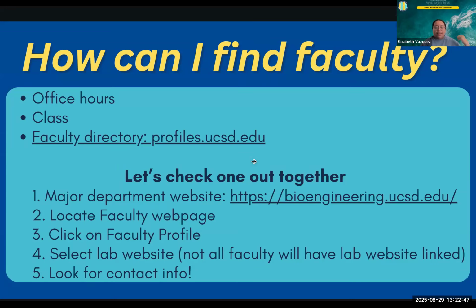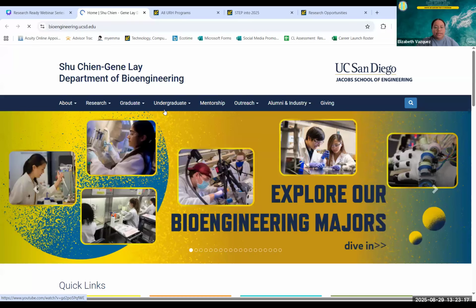So first, find your major department website. You want to locate the faculty webpage. You want to click on faculty profiles, and then you want to select lab websites. Not all faculty will have a lab website linked. And then you look for contact info, and that's how you can find faculty and their contact. So let's try bioengineering. And again, each major department website is going to be different.